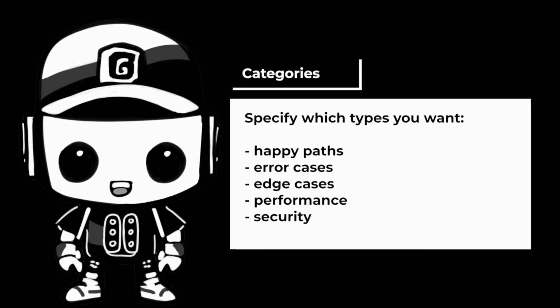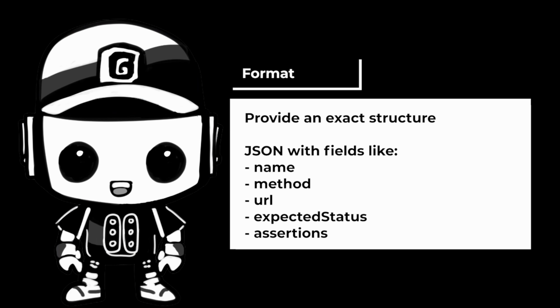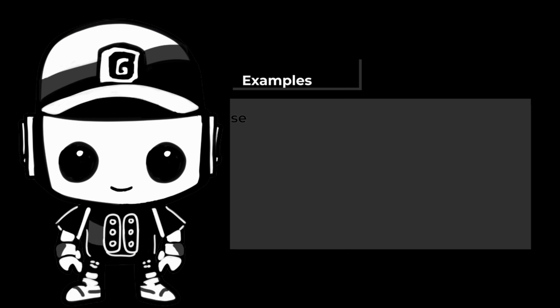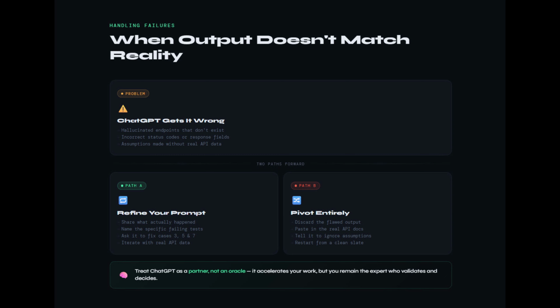Second, tell ChatGPT what categories of tests you want. Do you want happy paths, error cases, edge cases, performance tests, or security tests? ChatGPT will try to cover everything if you ask, but it works better with specific directions. And third, specify the format you want. If you say format each test case as a JSON object with included fields of name, method, URL, expected status, and assertions, ChatGPT will stick to that format. If you don't give clear format instructions, it's going to give you something that might not be in the structure that you want. And the fourth thing is include examples if you have them. If you say, here's what a good test case looks like, ChatGPT will try to imitate that style for the rest of its output.